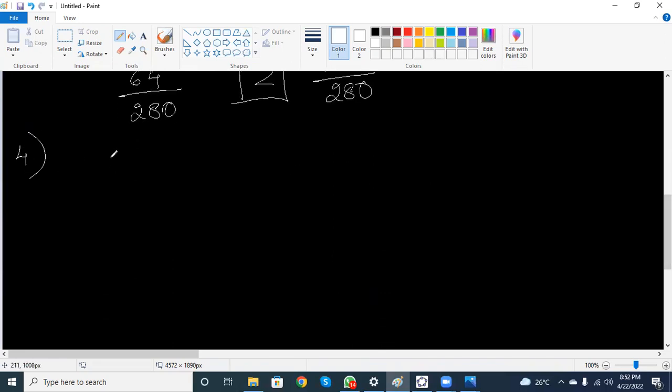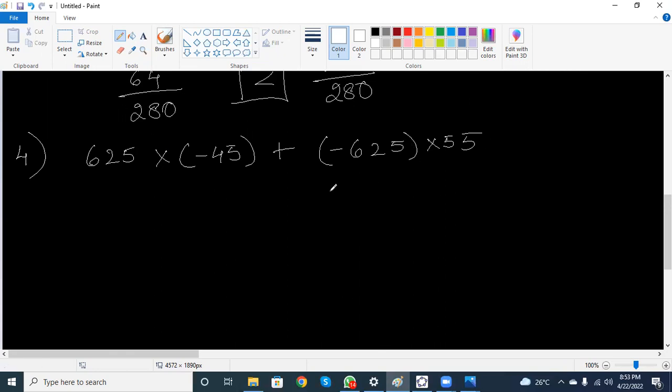Next question, they have given 625 times -45 plus -625 times 55. Find the product using suitable properties, they said. So here we should not simply multiply. We have to use some property. It looks like A into B plus A into C, so A times B plus C. This is called the distributive property.